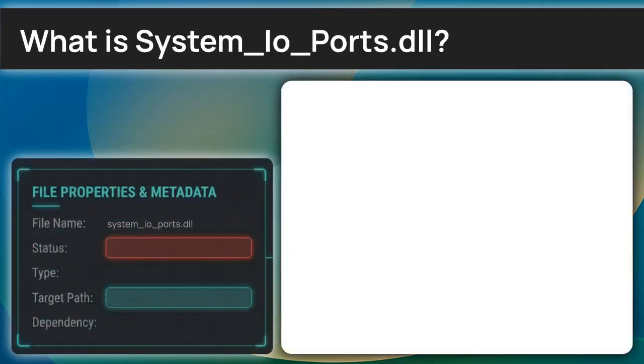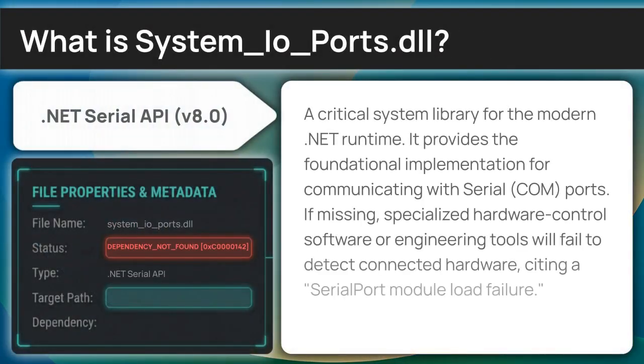This is the System I/O Ports Library, a critical system library for the modern .NET runtime. It provides the foundational implementation for communicating with serial COM ports. If missing, specialized hardware control software or engineering tools will fail to detect connected hardware, citing a SerialPort module load failure. Now that the background is clear, let's walk through the actual installation steps.